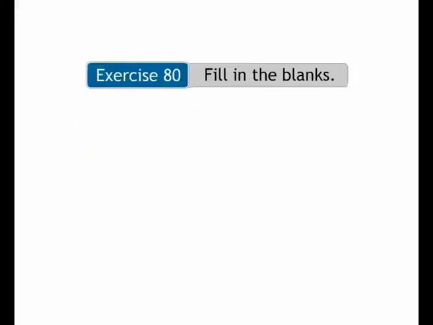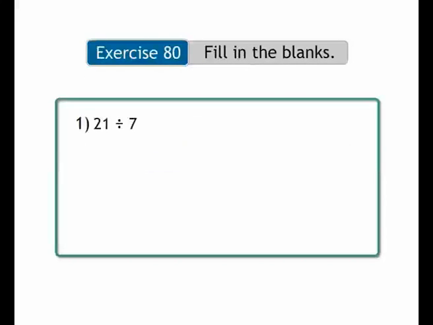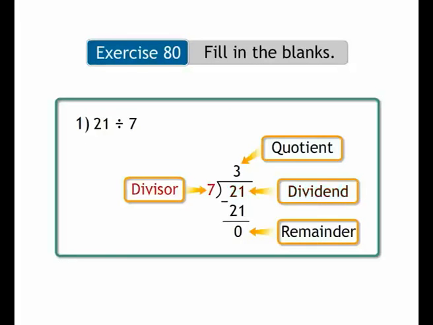Fill in the blanks. 1. 21 divided by 7. Here 21 is the dividend and 7 is the divisor. When we say the table of 7, we come across 21 at the third stage. That is, 7 multiplied by 3 is equal to 21. Hence, 3 becomes our quotient, and after subtracting the product of divisor and quotient from the dividend, we get 0, which is our remainder. Hence, 21 divided by 7 is equal to 3.